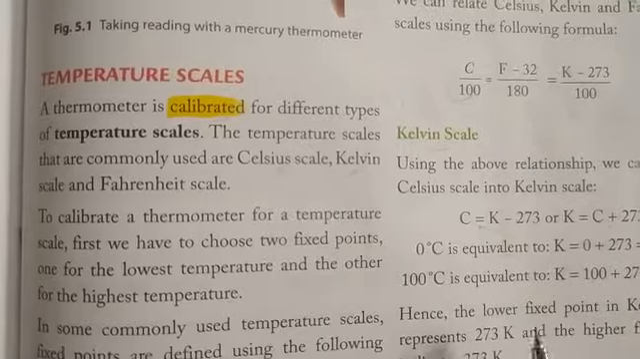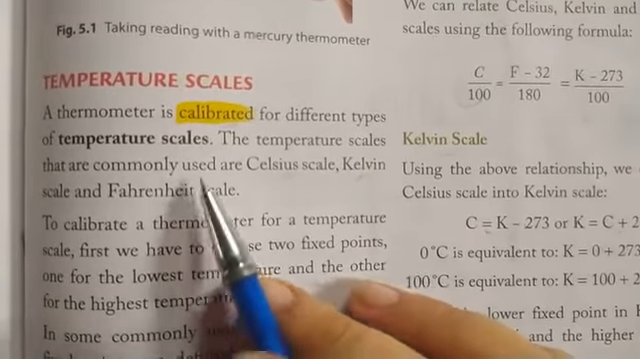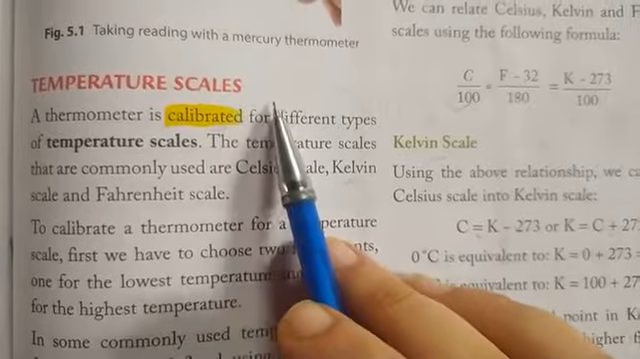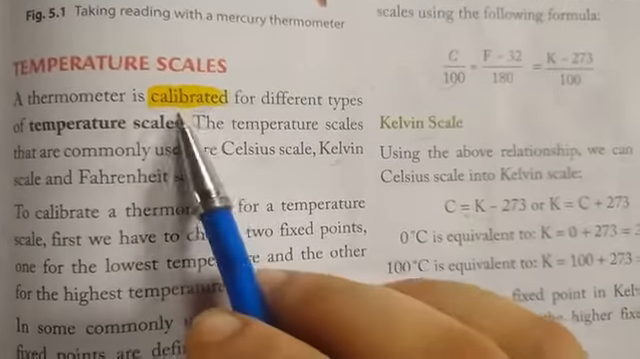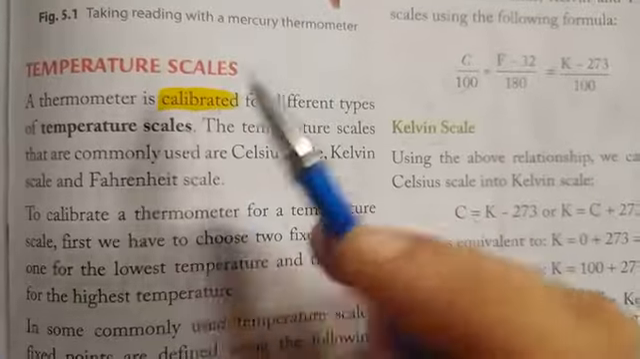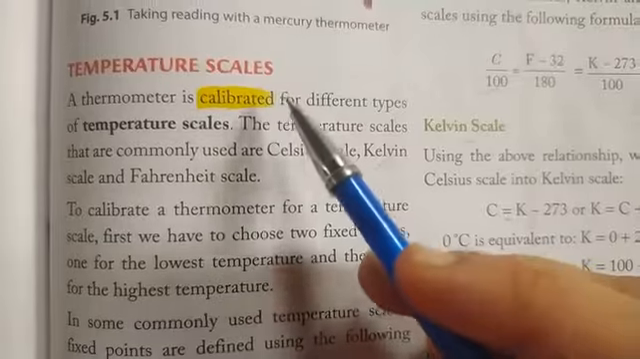In the previous video you have learnt about heat and temperature. So today we will discuss the different temperature scales that are used in thermometers. A thermometer can be set up or calibrated. Calibrated means to set up something or to make adjustments in different devices.